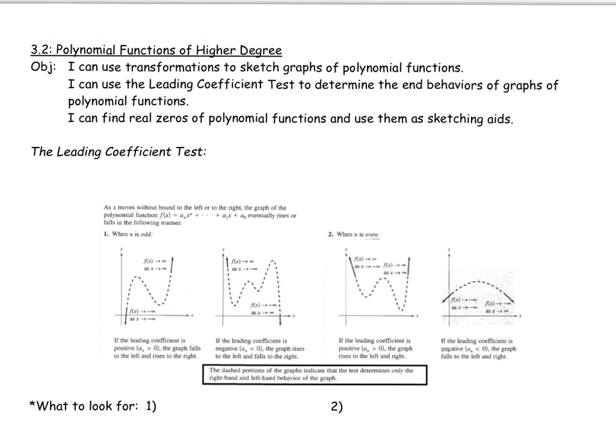To determine our result, we're going to apply what's called the leading coefficient test. The leading coefficient test is used to describe end behavior. And this will help us sketch our graphs. The first thing we look at is the type of function you have.